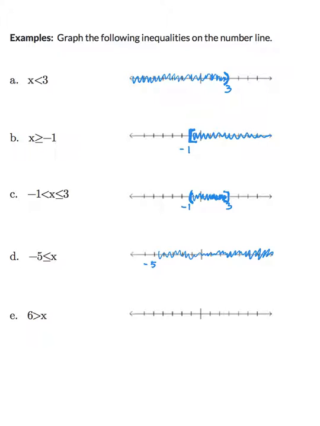What happens at negative 5? Do I want a square bracket or a parenthesis? Is it included or not? Since it is included, I'm going to include a square bracket opening towards the shading.